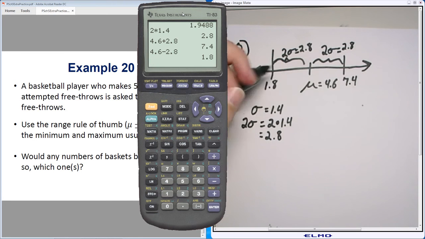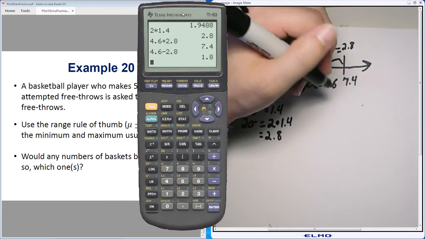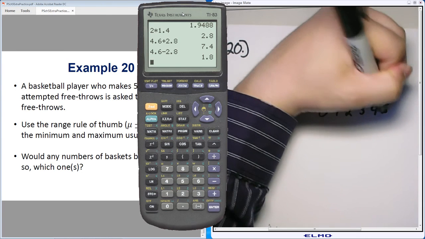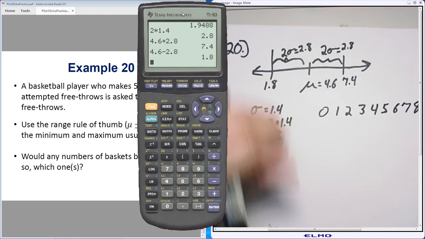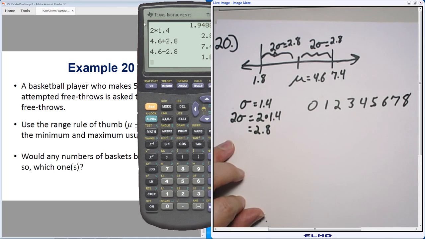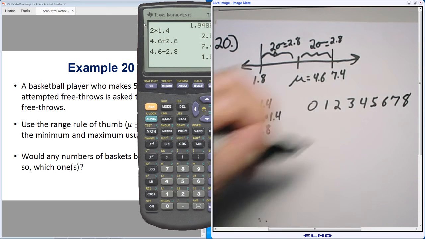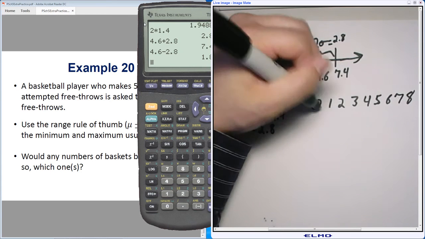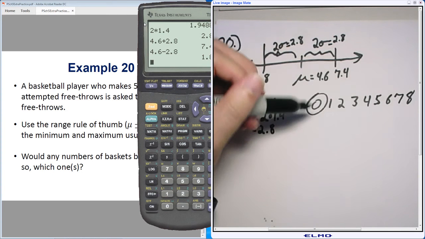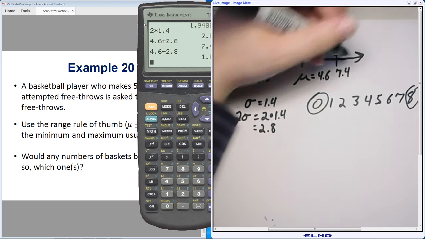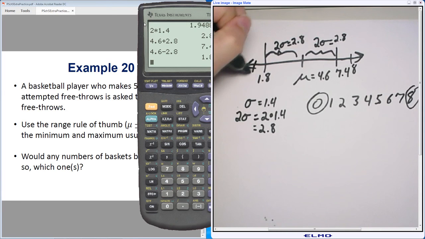Well, what numbers are we comparing this to? We're comparing this to the possible successes: 0, 1, 2, 3, 4, 5, 6, 7, and 8. Are any of those numbers, the possible success numbers, lower than 1.8? Well, yeah, 0 is. Are any of those numbers above 7.4? Well, yeah, 8 is. 8's going to be over here. 0's going to be down here.